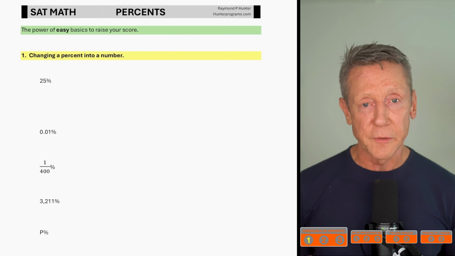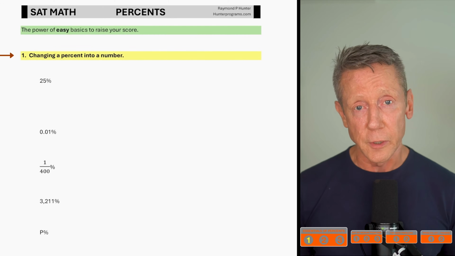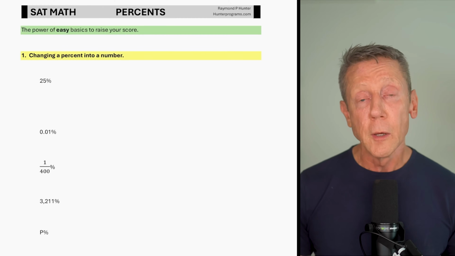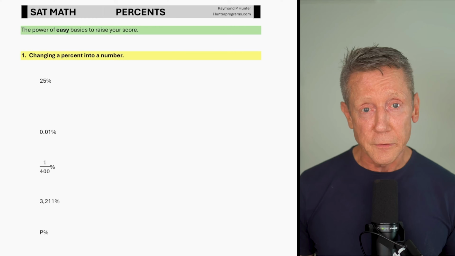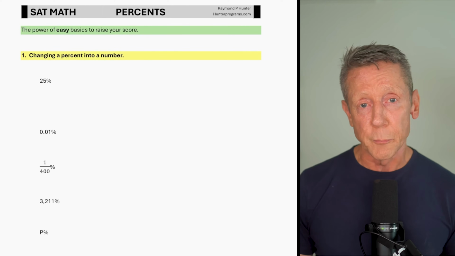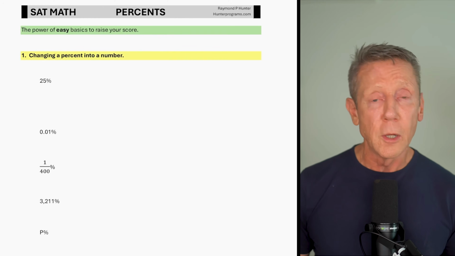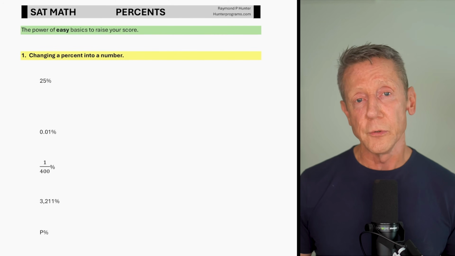There's three basic percent concepts I want to go over. The first one is changing a percent into a number. Normally, these are not that hard, but remember, the SAT writers are educators. They know your weaknesses and they know how to make these things hard. Let's start off with, what is a percent anyway? Well, it's part number, part symbol. And in order to use it in math, we have to convert it into a number first.